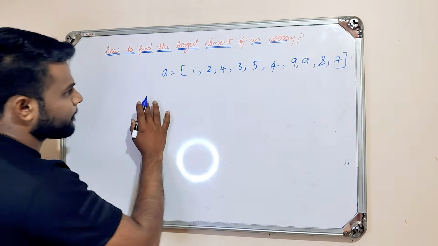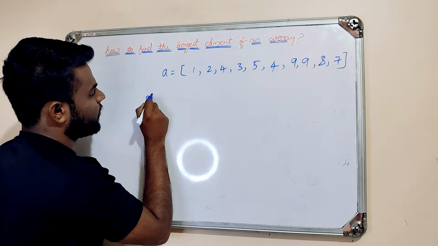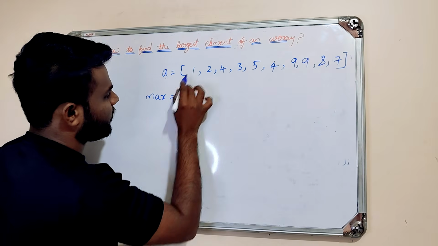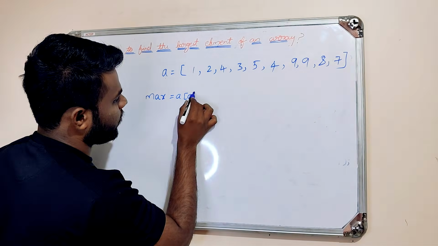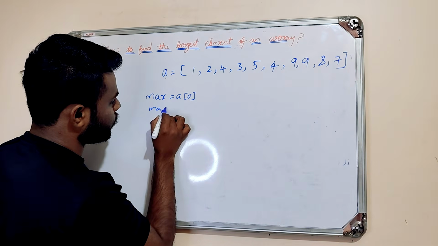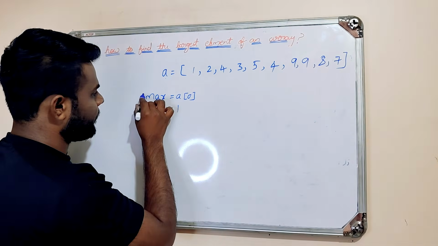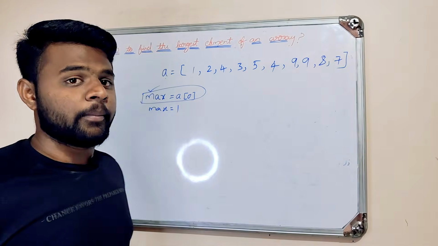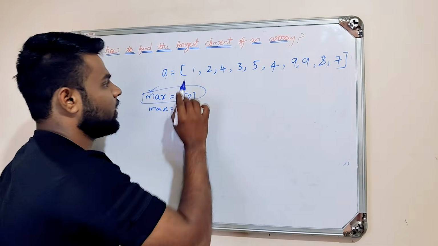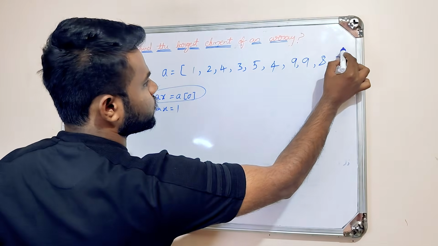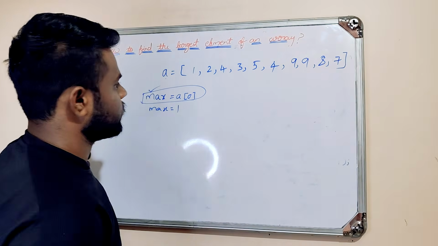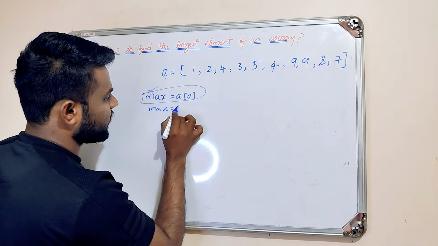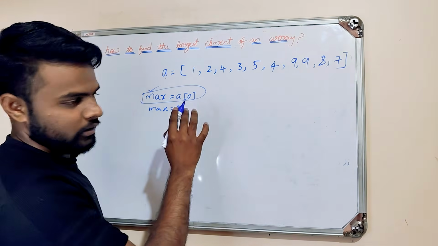Listen properly. Here, let me take a variable called max. Max equal to, initially I will take the first element, array of 0. Now I am going to iterate from the second element to the last element, comparing with the max element. Assume initially the max element is array of 0.